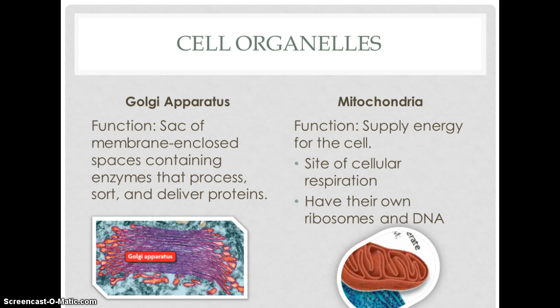The Golgi apparatus is located in both plant and animal cells. Ribosomes are located in both plant and animal cells. And the endoplasmic reticulum is located in both plant and animal cells.